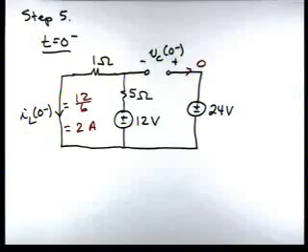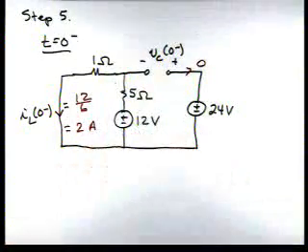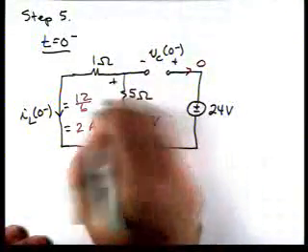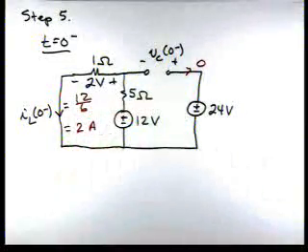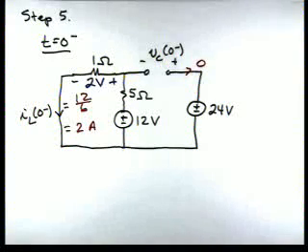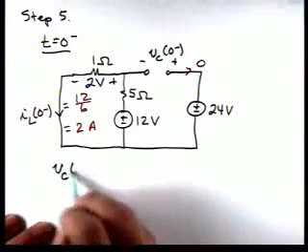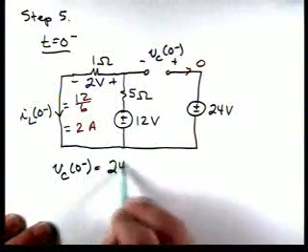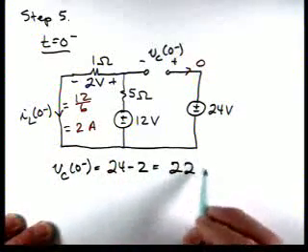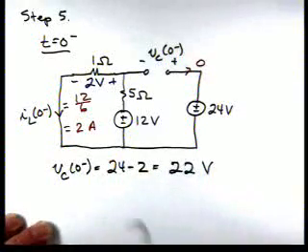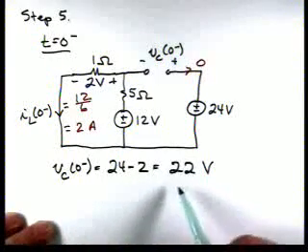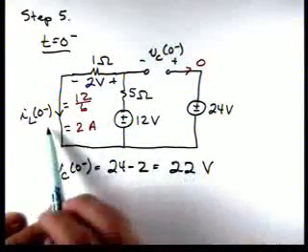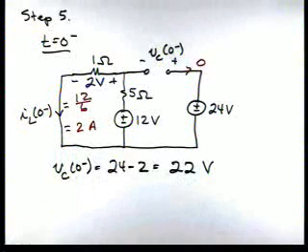And then this would tell us that there's 2 volts across this resistor, so Vc of 0 minus would be 24 minus 2, which is 22 volts. And you know, for instance, we know continuity of voltage for the capacitor is 22, continuity of current for the inductor says that iL of 0 plus is going to be 2.